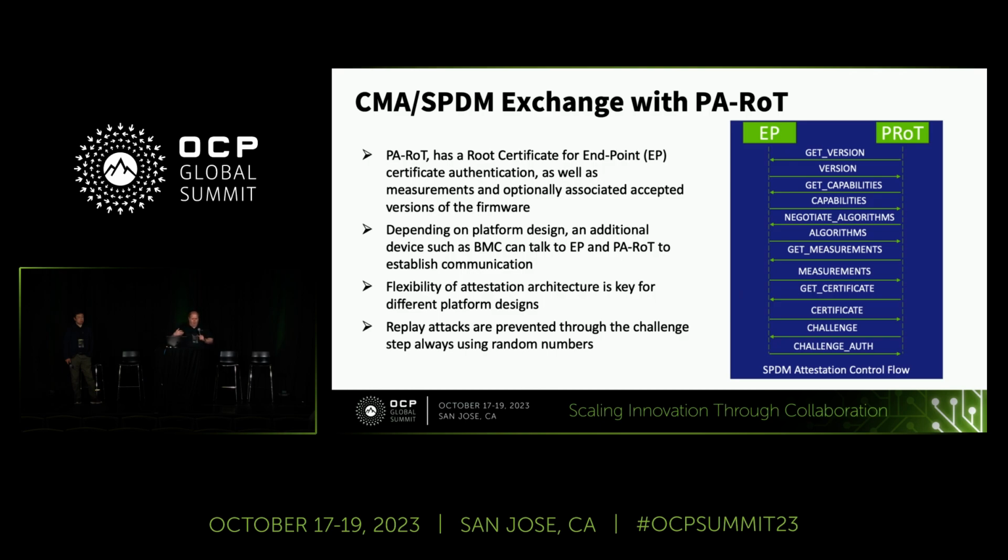So as we've talked about here, depending upon your design, there might be other players in the middle of the endpoint device and the PRoT. The CPU, for example, maybe also a BMC device. This flexibility is very important because depending upon your designs, you might want to support it in multiple different methods, and the specification is flexible enough to allow these sorts of things.